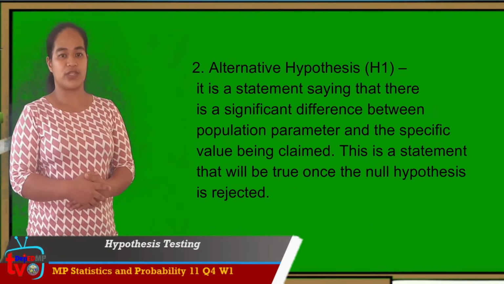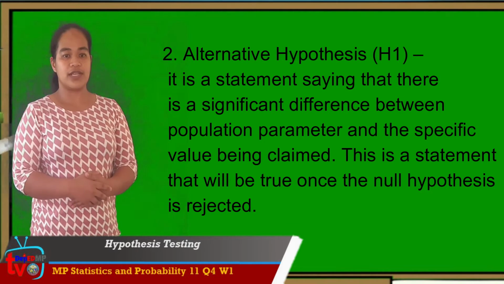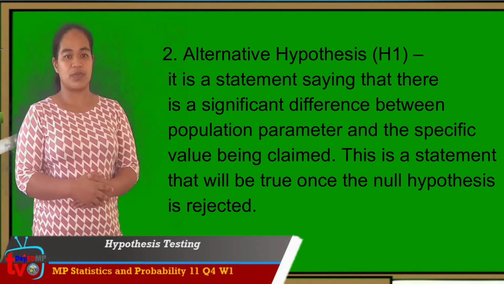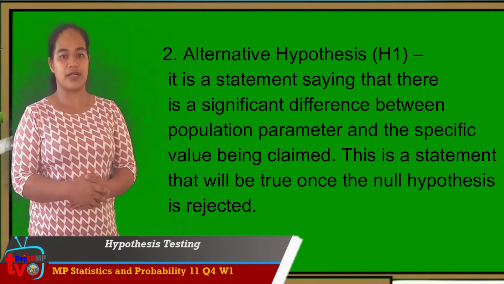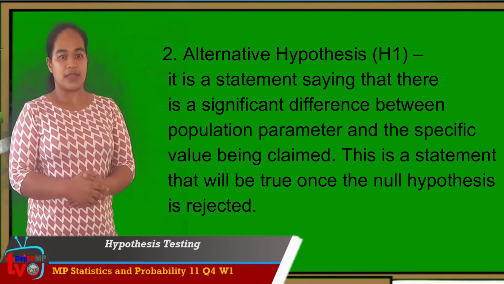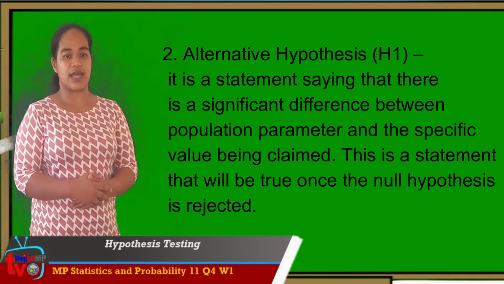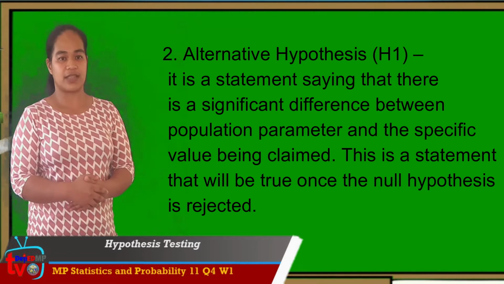Number 2, alternative hypothesis. It is a statement saying that there is a significant difference between population parameter and the specific value being claimed. This is a statement that will be true once the null hypothesis is rejected.